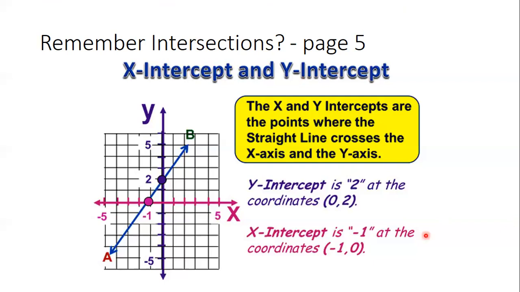Okay. All right. So when we look at this graph here, you can see that the y-intercept is at 2. So the coordinates are 0, 2. When you look at this graph, the x-intercept is at -1. So we write it as -1, 0. Okay. Remember, your y-intercept means x equals 0. Your x-intercept means y equals 0. Okay. All right. Let's keep it going.